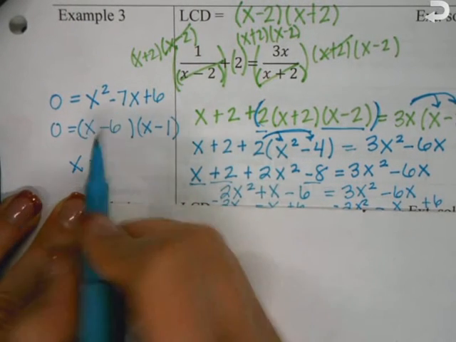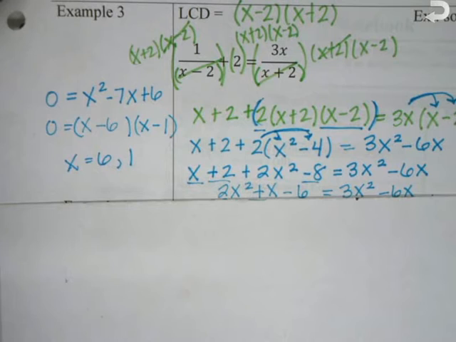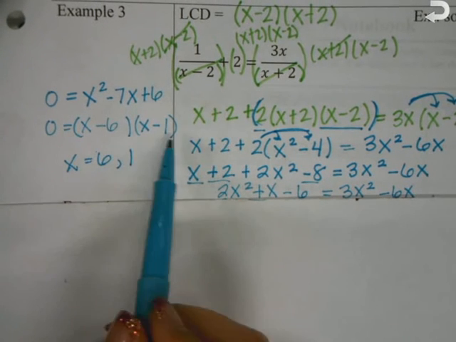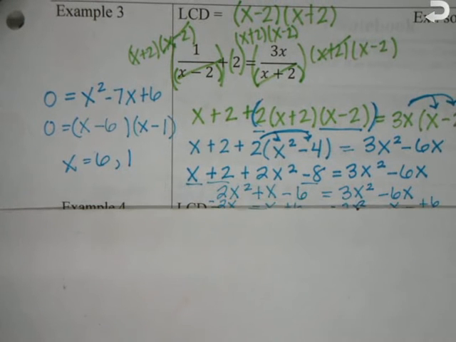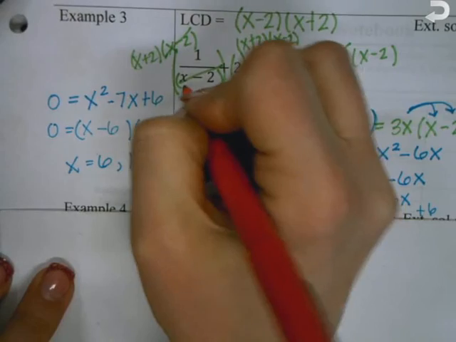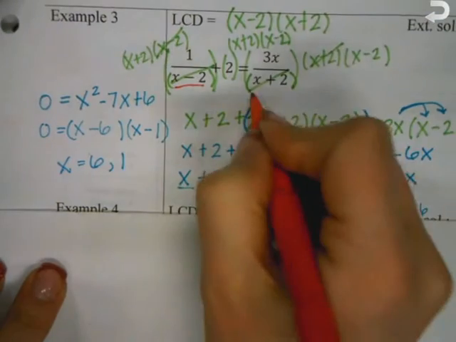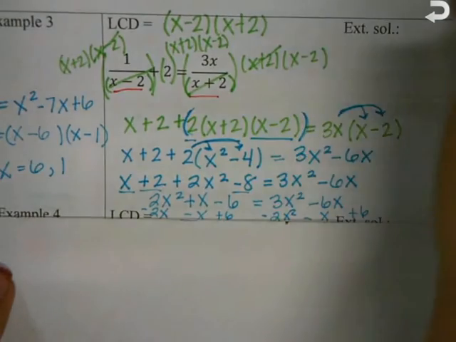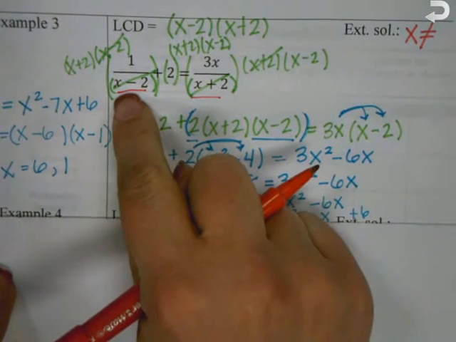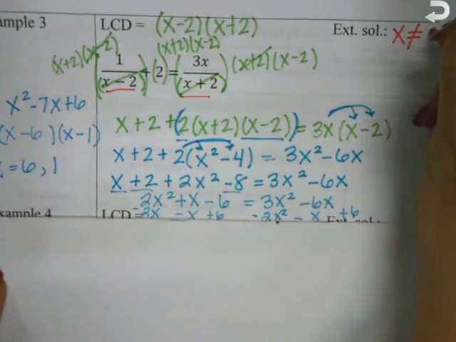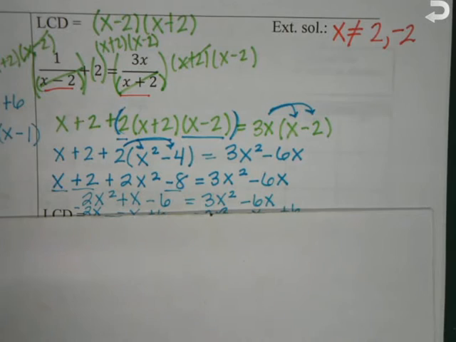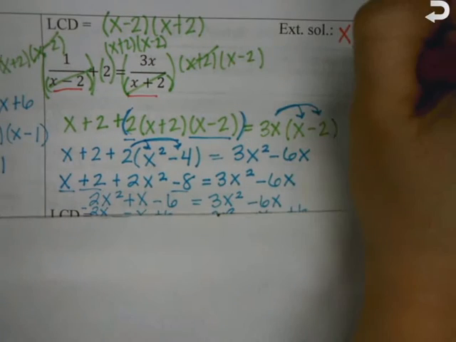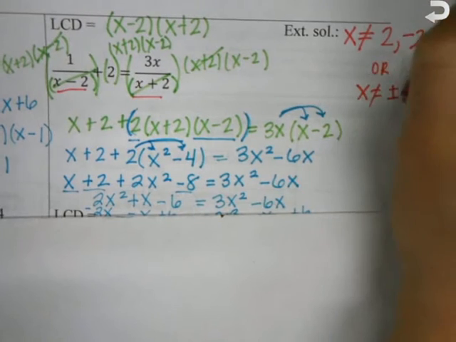So let's check our extraneous solutions. We're only looking at the denominators. X minus 2 equals 0 and x plus 2 equals 0. So what can x not equal? What would make this one 0? A positive 2. And what would make this one 0? Negative 2. You could put plus or minus 2. Or x cannot equal plus or minus 2. So are our two answers of positive 6 and positive 1 okay? Yep. So those are okay.